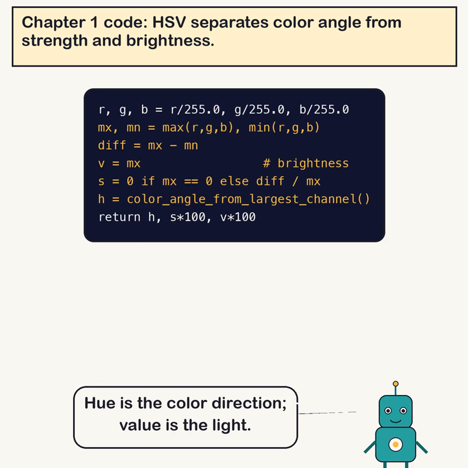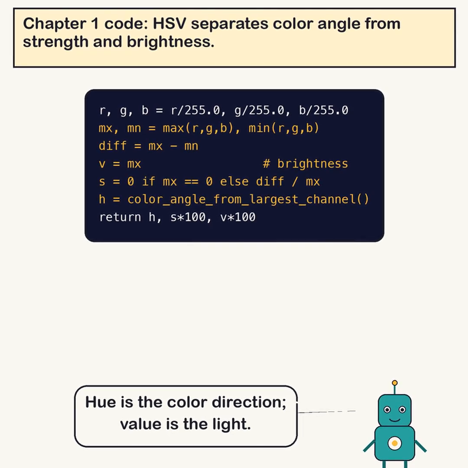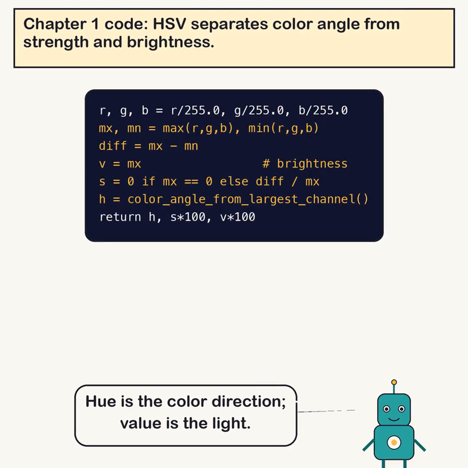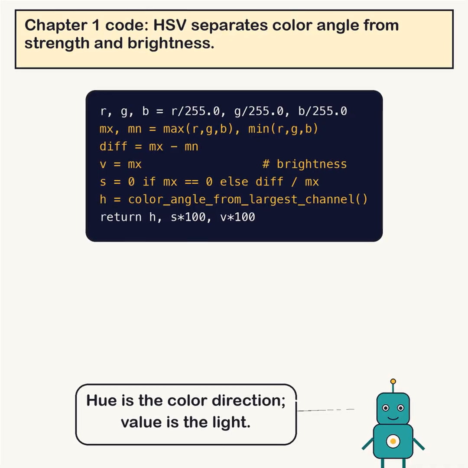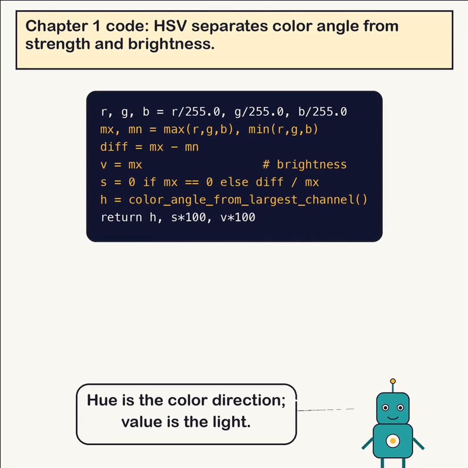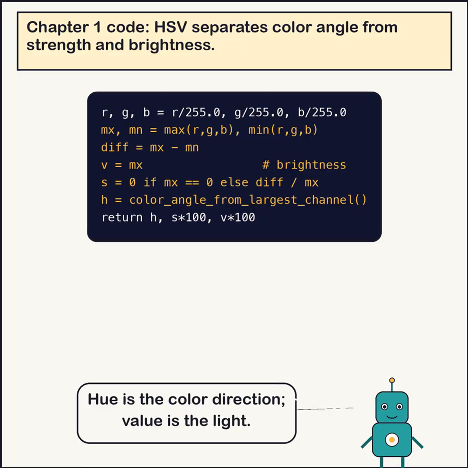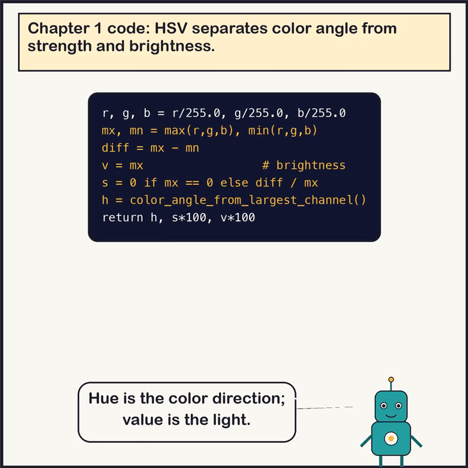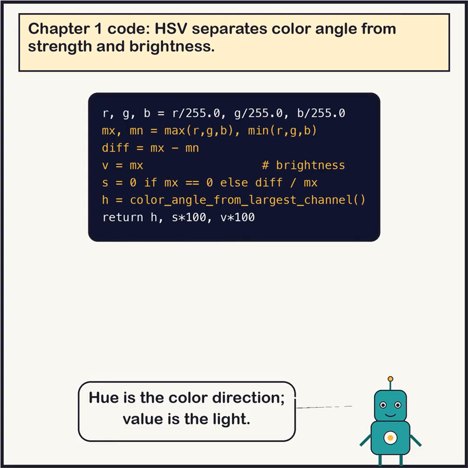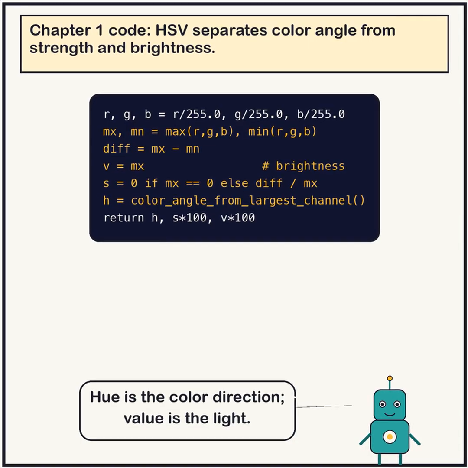If a robot searches for a red emergency button, it wants color identity separated from shadow and glare. Maximum and minimum channels reveal how bright and how pure the color is. The hue branch turns channel dominance into an angle. The shape looks piecewise because color space is a cube being unfolded into a wheel. Real-world analogy. HSV is like a paint shop label. Hue names the color, saturation says how pure it is, and value says how much light is in it.